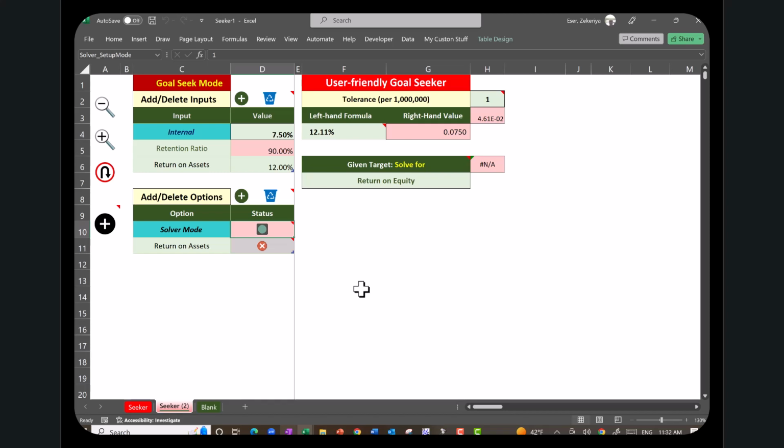Internally, whenever one of the inputs change, it actually calls that goal seek routine and then does it. It basically saves you data, what if analysis, goal seek, and all of that. Either way, you're fine.